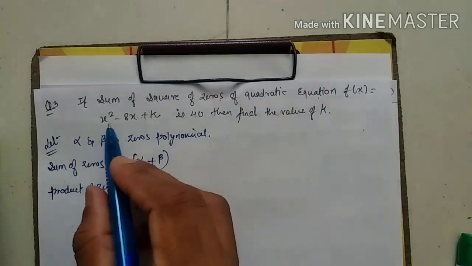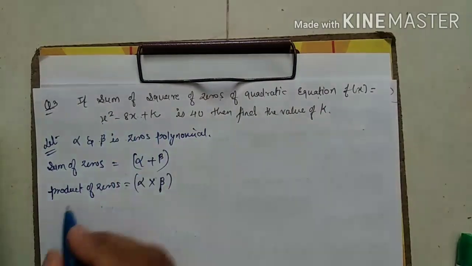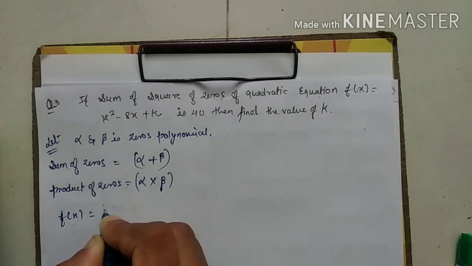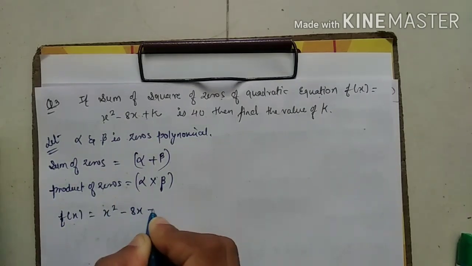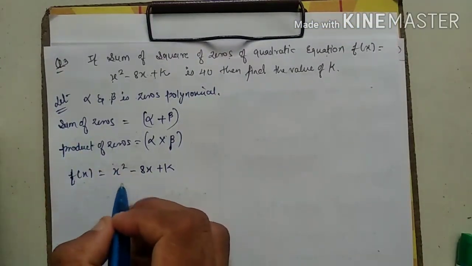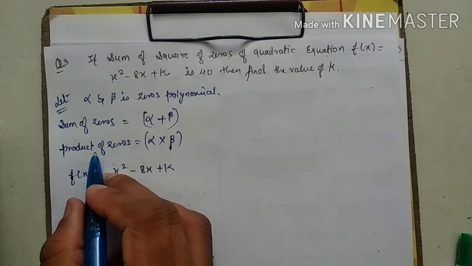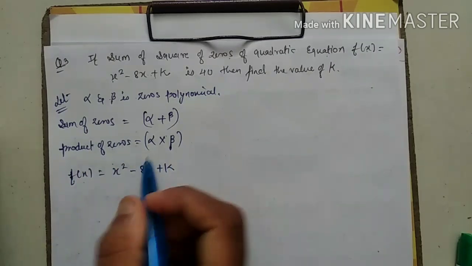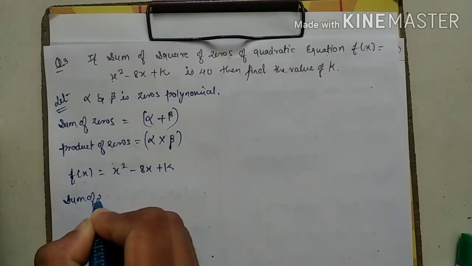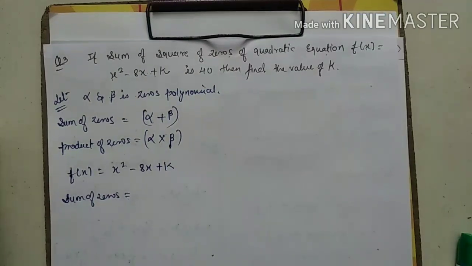Now come to this question. x square minus 8x plus k. So this is your polynomial. So you can write f(x) equals x square minus 8x plus k. Now understand, from this you have to find the sum of zeros, and from this you have to find the product of zeros. Correct? And we have done this kind of question earlier. So what is the sum of zeros formula? I am writing sum of zeros again. As you know, what is the formula of that? Yes, you have to tell me.